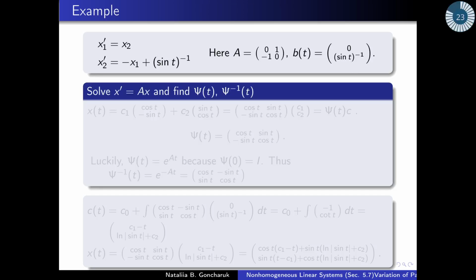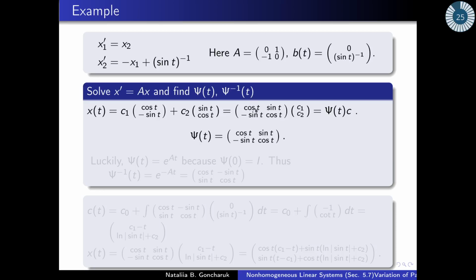First of all, we need to know what psi is. You should solve the homogeneous equation, remove b, and just solve x1 prime equals x2, x2 prime equals minus x1. The eigenvalues are i and minus i. Solutions are combinations of sine and cosine. So this is a general solution of the homogeneous equation. Now I can write this as psi multiplied by c. This is my fundamental matrix psi.